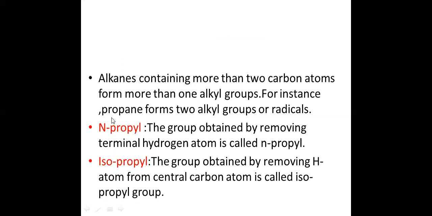For more than one alkyl group, or more than 2 carbon atoms, we use these 2 types of radical. For instance, propane forms 2 alkyl groups or radicals, n-propyl and isopropyl. The group obtained by removing a terminal hydrogen atom is called n-propyl. Terminal means from the start, from the tip. If hydrogen is removed from the tip carbon atom or from the starting carbon atom, then the alkyl radical formed is called n-propyl. And if the hydrogen is removed from the central carbon atom, then it is called isopropyl.